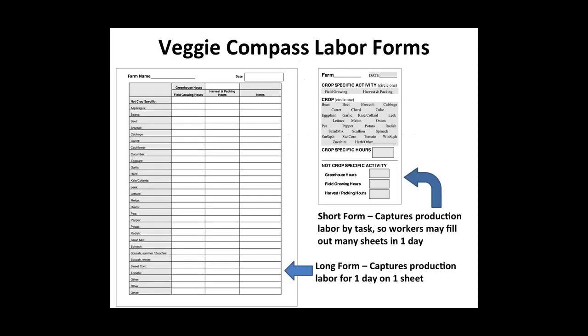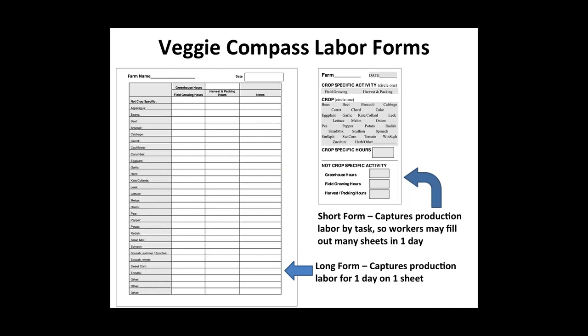We created some forms like this specifically for the VeggieCompass project, and you can actually download these forms from the VeggieCompass website. One we call the long form, which is one form per day, captures all the different crops and all the different activities on one form. Crops are listed on the left, field growing hours are noted, harvest and pack hours are noted. We decided to add a column so that a grower could use it to make notes if they wanted to.